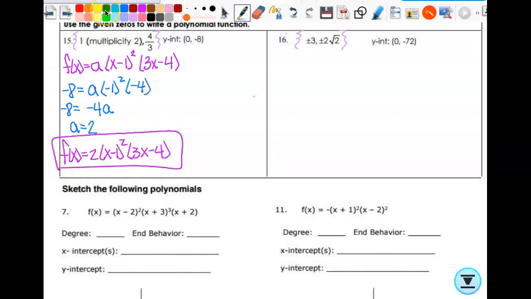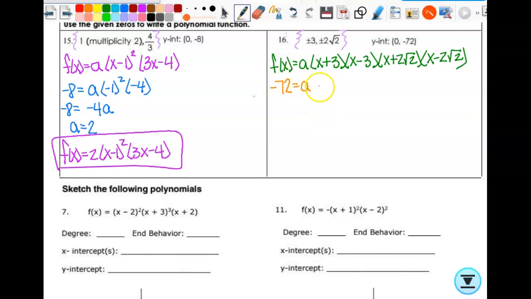All right, next one. I have 4 zeros here, so f of x is equal to a times x plus 3 times x minus 3 times x plus 2 square roots of 2 times x minus 2 square roots of 2. Then I use my y-intercept. Negative 72 is equal to a times 3 times negative 3 times 2 square roots of 2 times negative 2 square roots of 2.